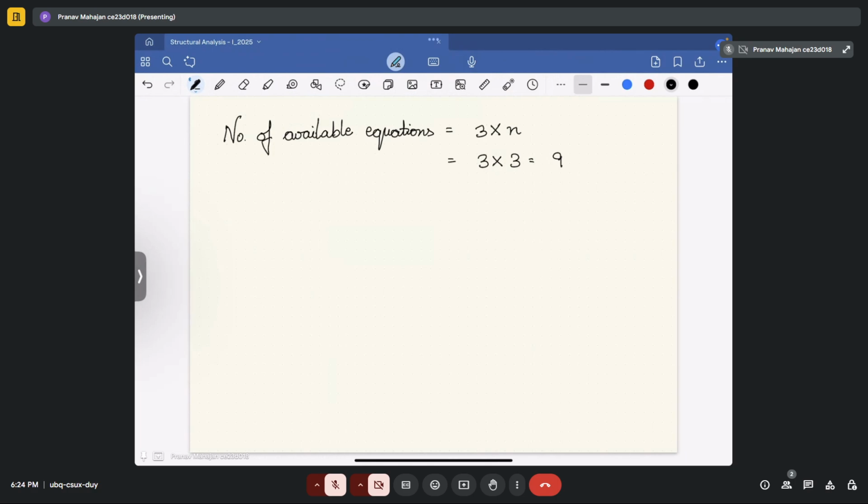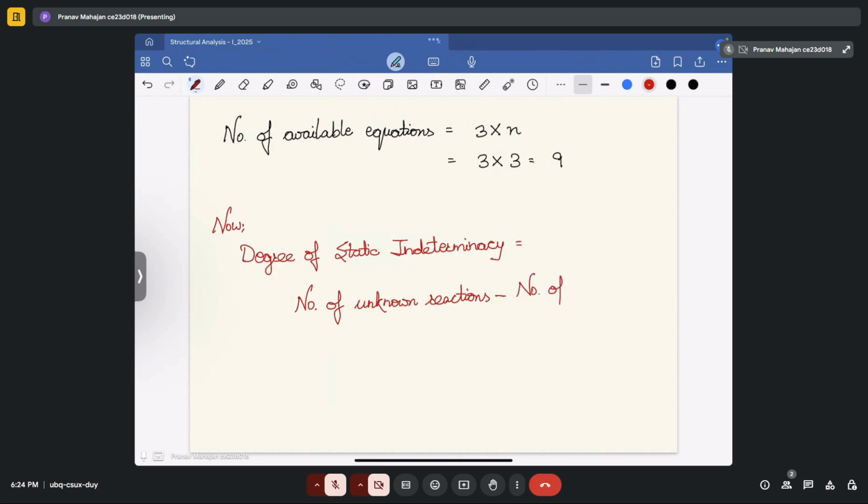Now your degree of static indeterminacy is equal to the number of unknown reactions minus the number of available equations.